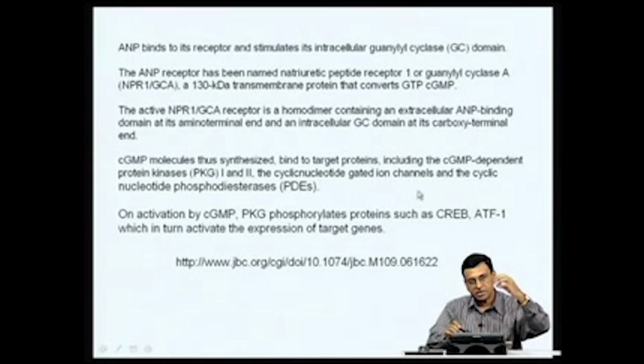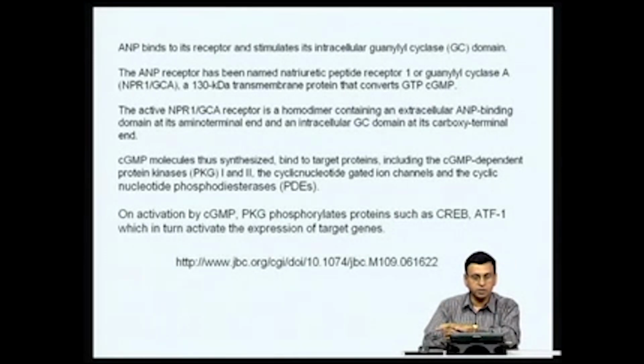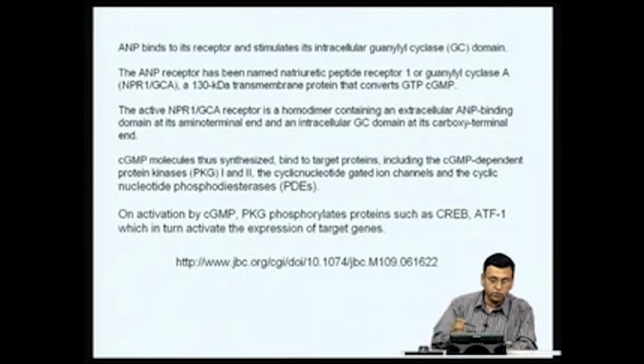So, once the ligand binds to the extracellular domain, it causes a conformational change, and as a result the cytoplasmic guanylate cyclase domain is activated, and that now converts GTP to cyclic GMP. Now, the cyclic GMP molecule thus synthesized binds to specific target proteins including cyclic GMP dependent protein kinases.